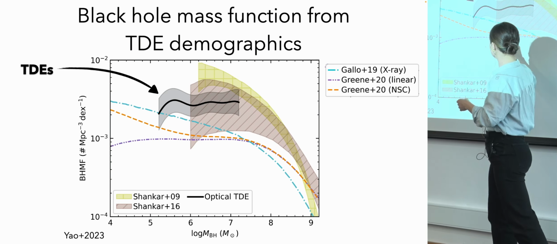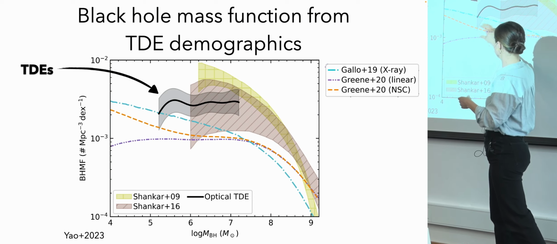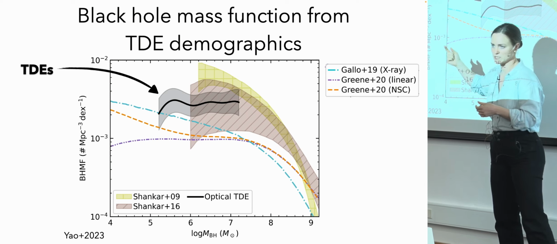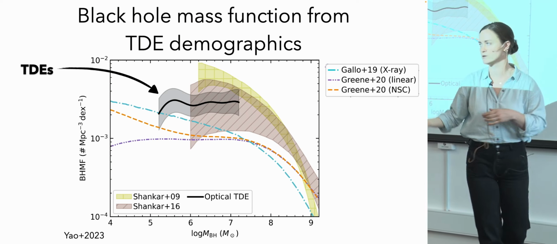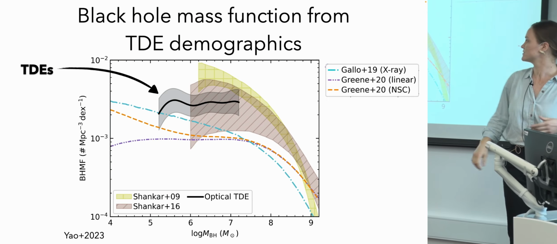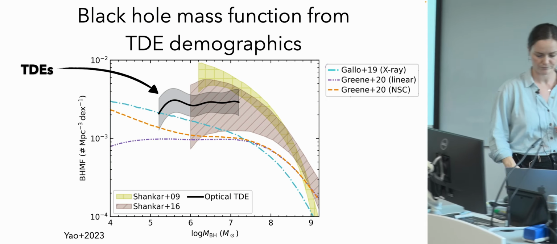And then the dashed curves are extrapolations based on X-ray observations or nuclear star clusters where we don't actually know for sure there's a black hole, but if there was one, that's the sort of mass function that it would predict.